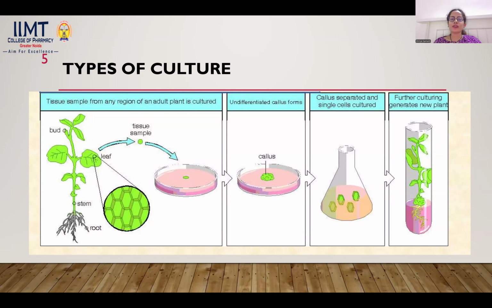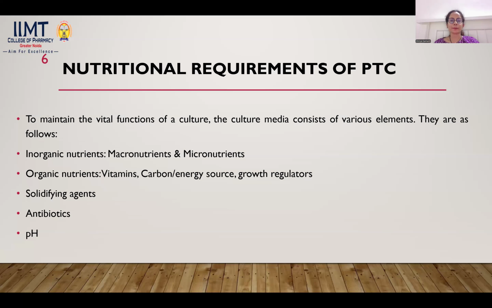Tissue sample from any region of an adult plant is cultured. Then it is transferred to a culture media which will contain agar, nutrient medium, and growth hormones. After some days, undifferentiated callus will be formed. Callus basically means a cell mass production. Callus will be separated and single cells will be cultured, and these single cells will further generate a new plant.